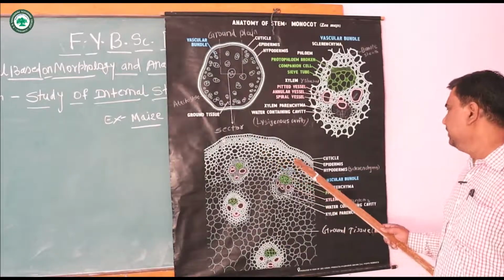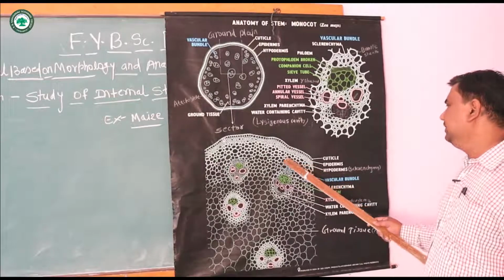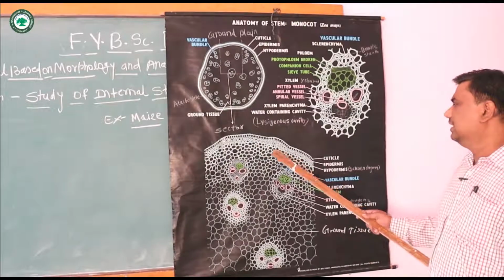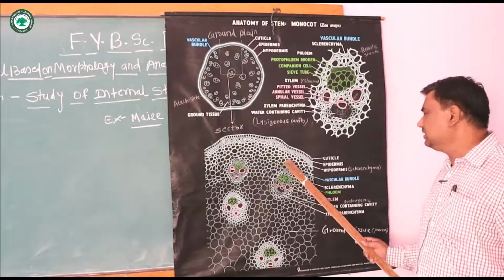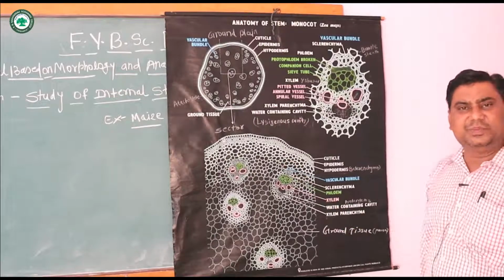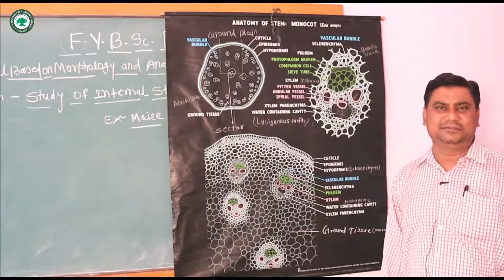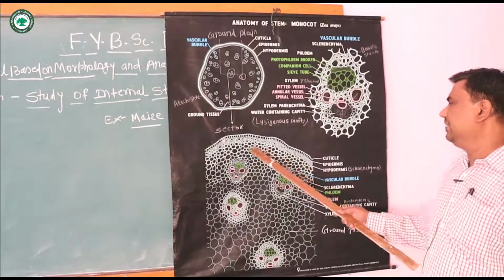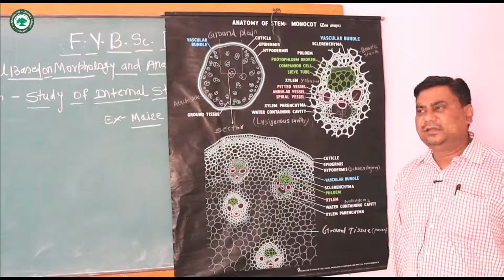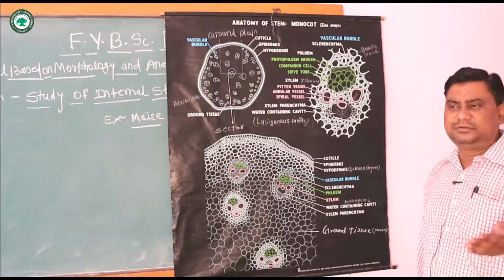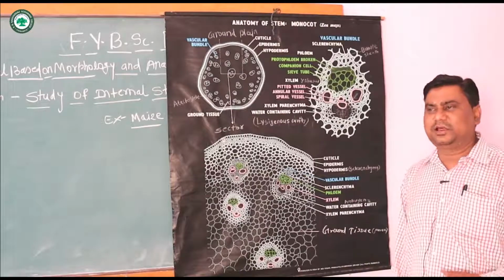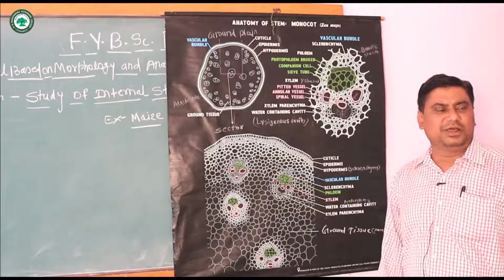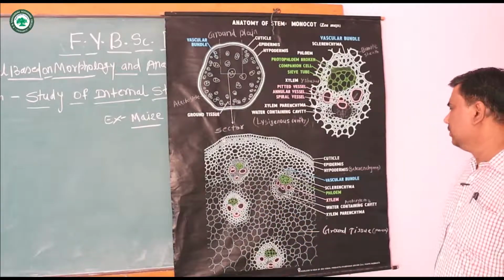Then just below the epidermis, there is the hypodermis. A 2 to 3 layered hypodermis is there. Again, the cells are compactly arranged. The cells of the hypodermis are made up of sclerenchymatous cells. You can see here the 2 to 3 layers of sclerenchymatous cells. Like in dicot, there is the endodermis, pericycle, vascular bundle. These are absent due to the scattered vascular bundles in the case of the monocot.